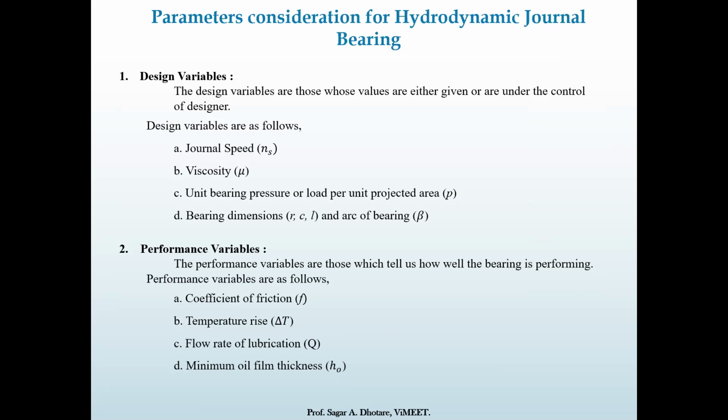If we do not provide the limitations, then the performance can vary, and that should not happen. So designing a hydrodynamic bearing means satisfying the limitations of the performance variables, and then deciding the values of the design variables such that the performance variables do not exceed the defined limits. This is a simple definition of the design of a hydrodynamic journal bearing.